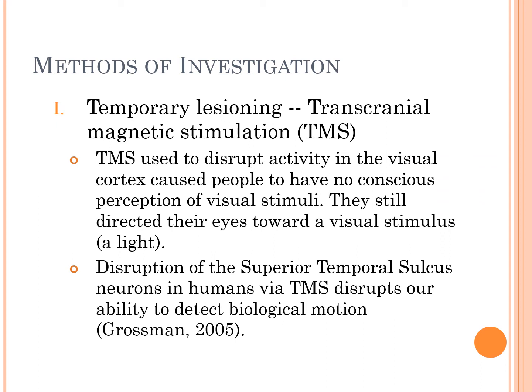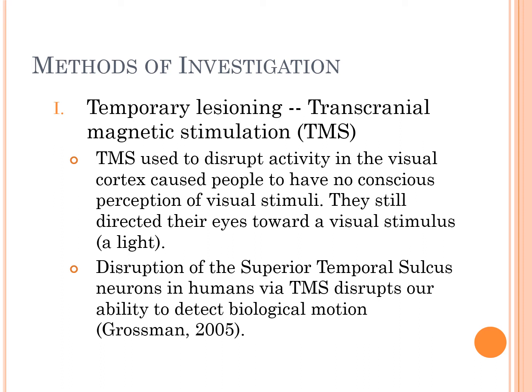So one, TMS has been used to disrupt activity in the visual cortex, which causes people to have no conscious experience or perception of those visual stimuli. So basically giving them a temporary blind sight experience. And we do see that those people still direct their eyes toward a visual stimulus, so a light. So if you remember from blind sight, while I'm saying and denying that I see anything out there, consciously I can still interact with the visual stimuli.